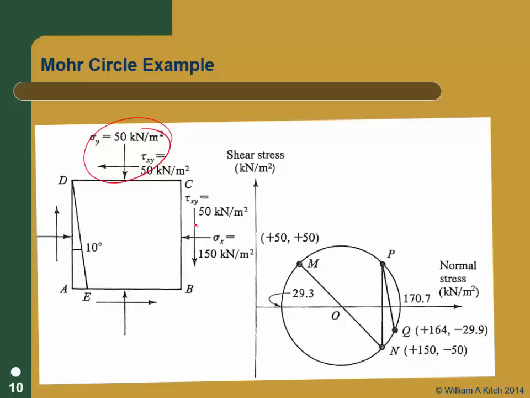So let's make sure that works. This is plus 50 and plus 50. So here's 50, there's 50, there's plus 50 and plus 50. Cool. Let's go to the other one.